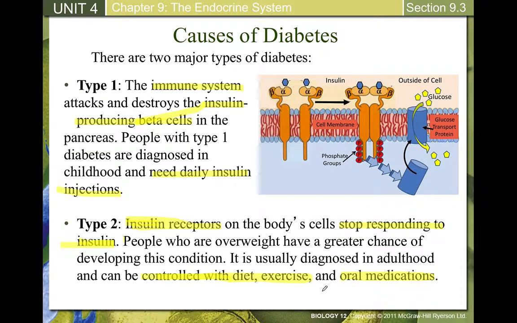There is a third type. It's called gestational diabetes. It can develop temporarily in pregnant women, but we will just concern ourselves with type 1 and type 2.